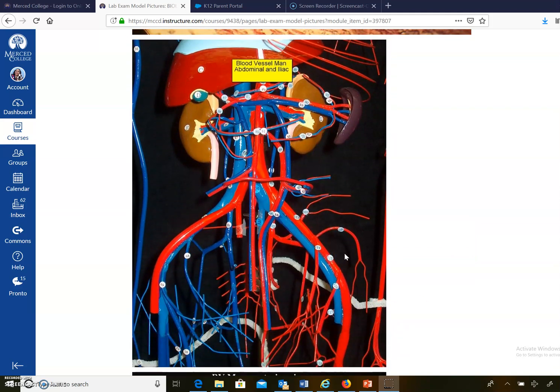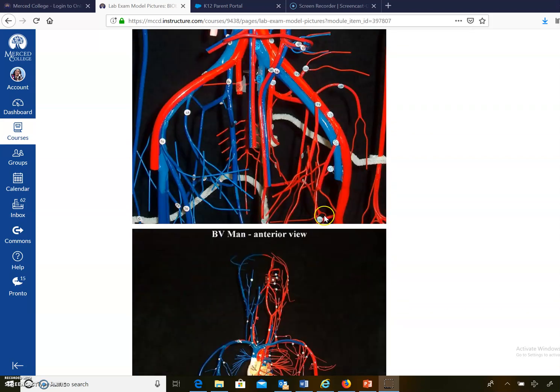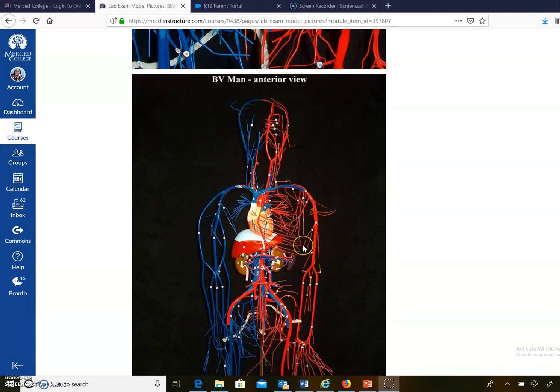We call this particular model Blood Vessel Man, and some of you may have seen this. We had a couple of these in our closet. Blood Vessel Man is going to highlight the oxygenated vasculature, which is all in red, and deoxygenated vasculature going back to the heart in blue. And so what do you need to know? I know these models are kind of scary looking.